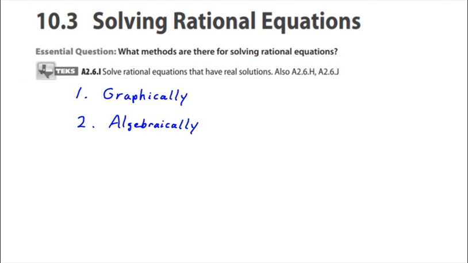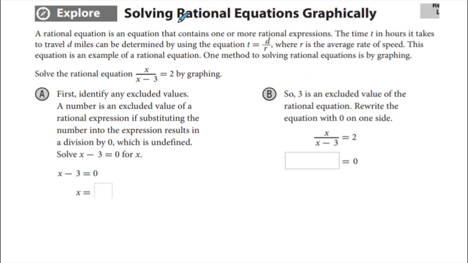Okay, let's go to explore, solve rational equations graphically. It talks about a rational equation that contains one or more rational expressions. And then we see solve the rational equation x over x minus 3 equals 2 by graphing. First identify any excluded values. An excluded value is what x cannot be because we cannot divide by 0 in math or in algebra.